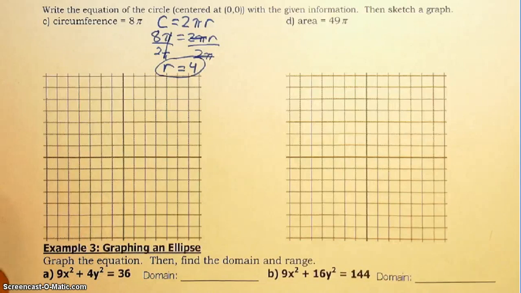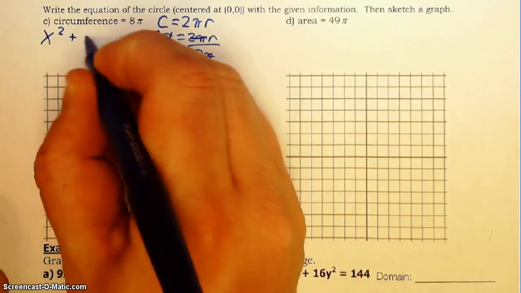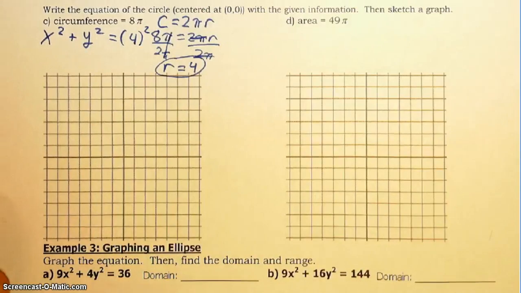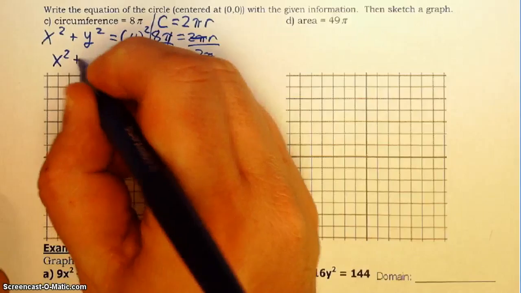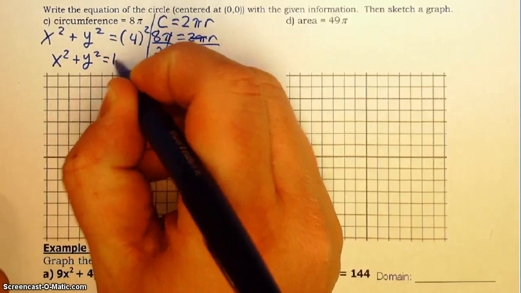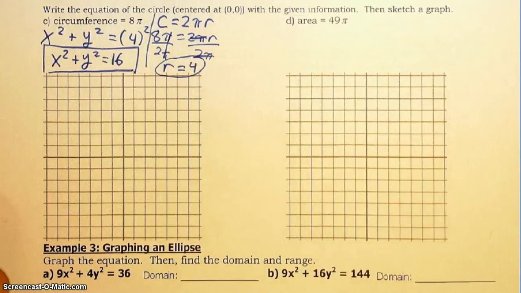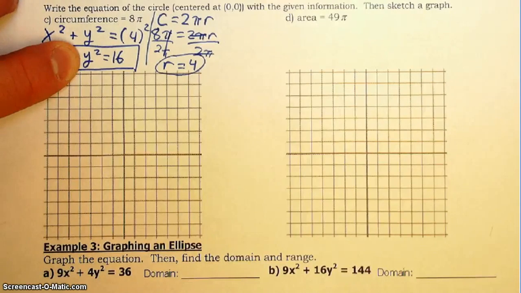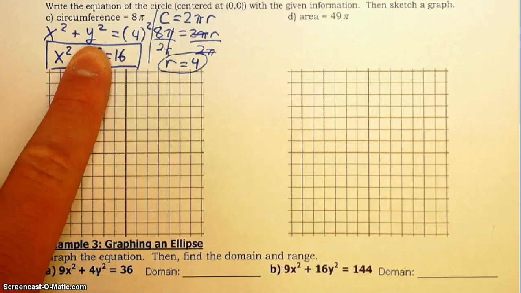So if the radius is 4, my equation is going to be x squared plus y squared equals the radius squared. Simplified, it is x squared plus y squared equals 16. Now, on to the graph. We could do that little trick where you cover it up with your finger. Your y-intercepts will be positive, negative 4. I can cover this up. My x-intercepts are going to be positive, negative 4 again.